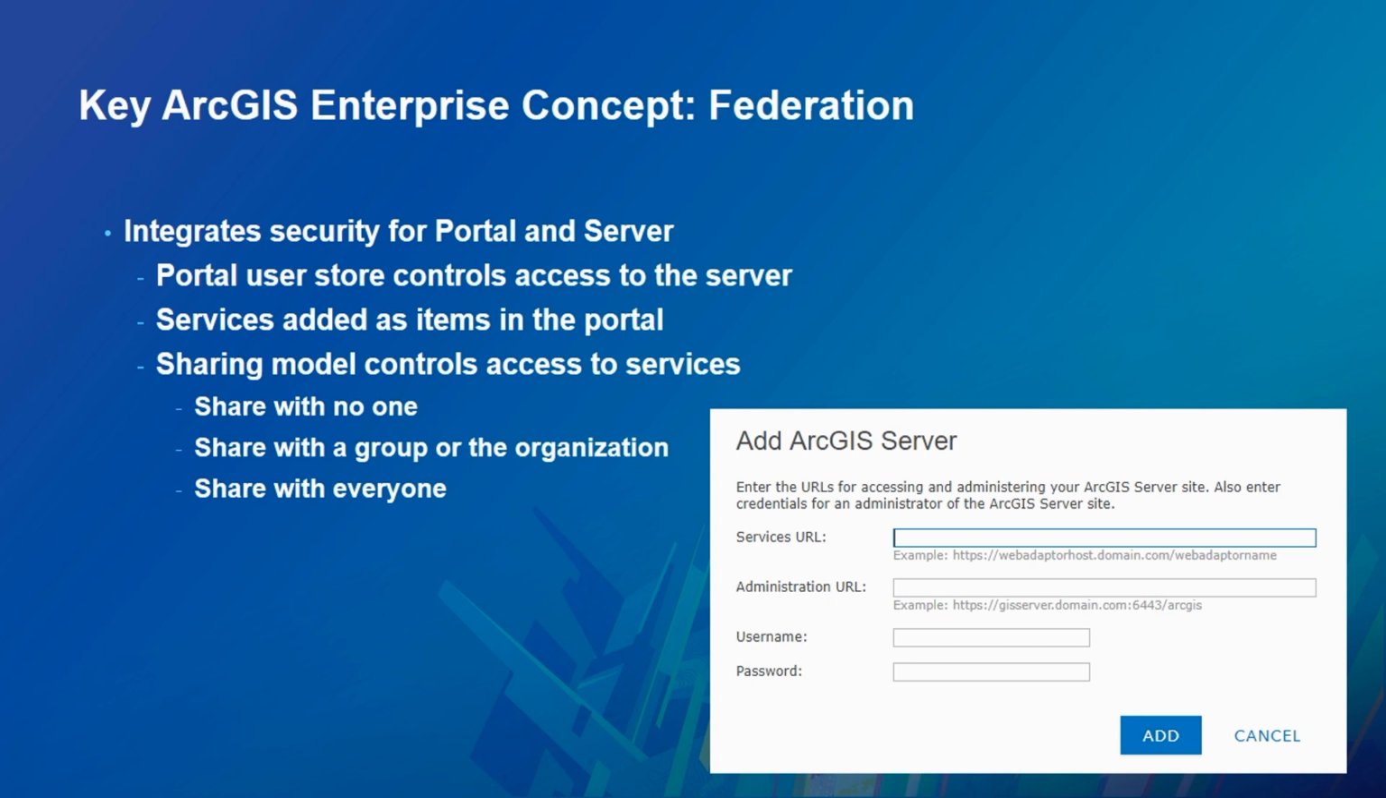On the bottom right is the user interface, or UI, for federating. And it takes 4 different parameters. The first is the services URL. And this is the URL that you expect users and clients to use to reach any of the services. The administration URL is an internally used URL by Portal to run administrative operations on the server. And then lastly, provide credentials for an administrator within the server site.